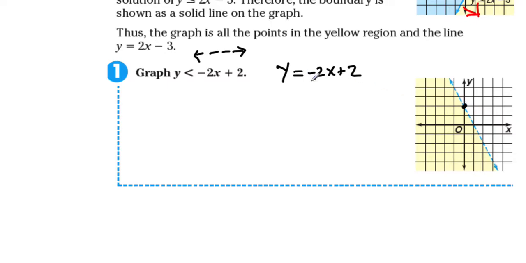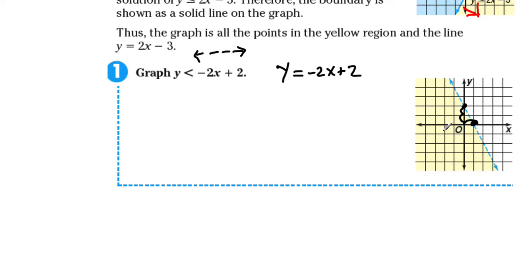And then our slope is negative 2 over 1, or 2 units down, 1 unit to the right. 2 units down, 1 unit to the right, and this is your next point. And we simply connected the 2 points. Then what happened was that we tested a point. In this case, we tested 0, 0.